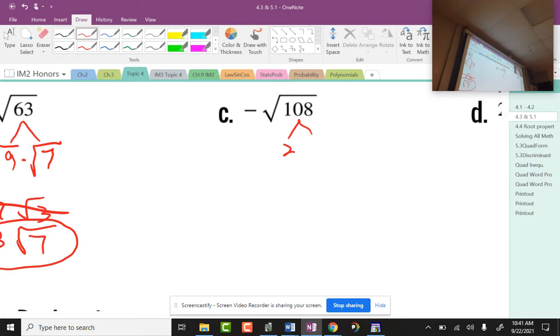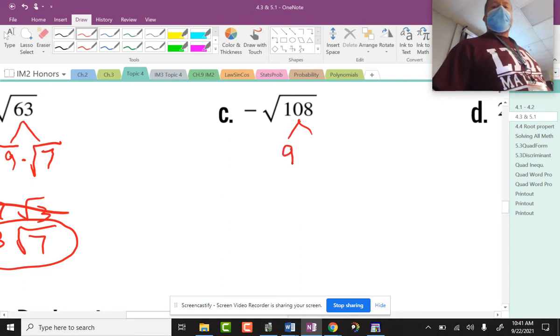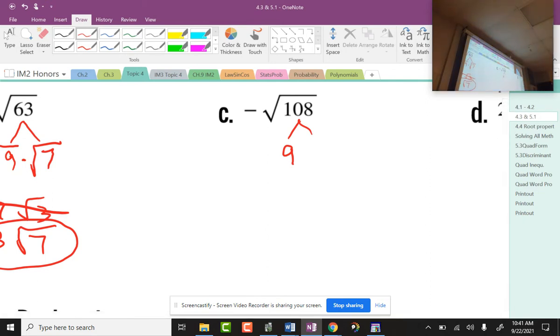So what else goes into it? 9. That's a special divisibility rule for numbers. When you add the digits, if the sum of the digits is divisible by 3 or 9, then that number itself is divisible by 3 or 9. And it's only those 2 numbers, no others. Okay, so now I know it's 9 times something.